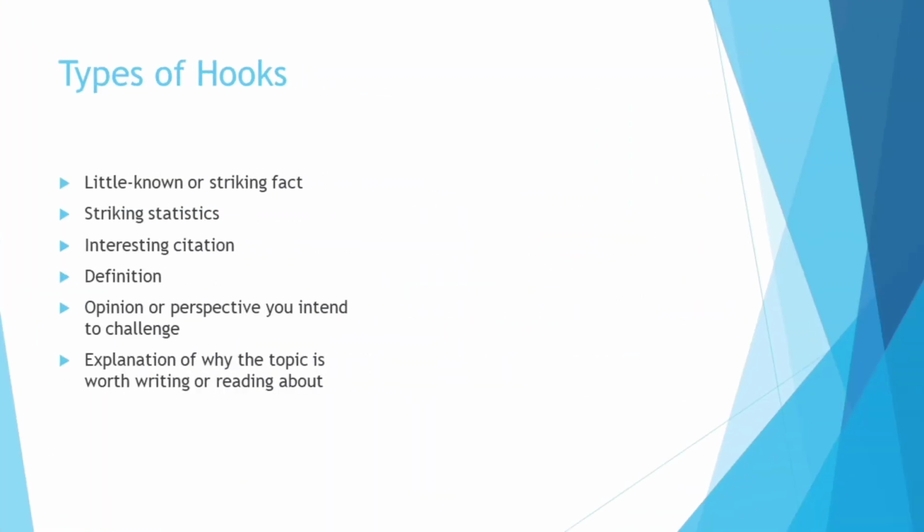Now, the most important kinds of hooks that we have in academic writing are facts, statistics, citations, definitions, opinions or perspectives that you want to challenge, and also sometimes explanations at the beginning why you're writing something or why your readers need the information in your essay. Let's look at some examples.